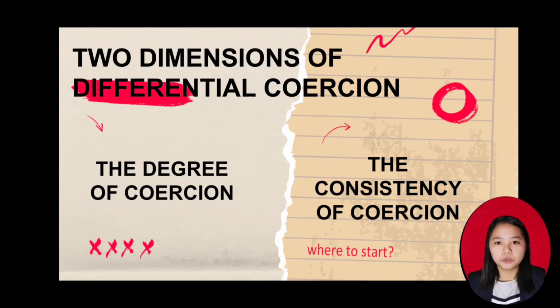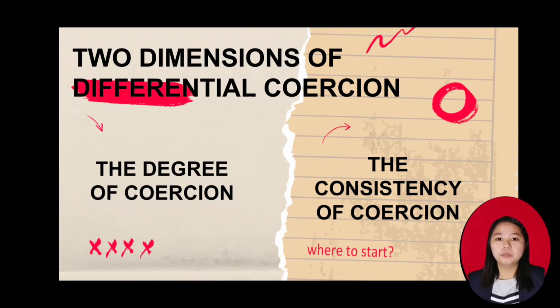Alright, let's talk about the first one. The degree of coercion pertains to the level of experience of being subject to coercion. For example, whether a person experienced the coercion lightly or heavily, with a range from non-coercive to strongly coercive. The second one is the consistency of coercion. This pertains to the frequency of a person being subject to coercion.